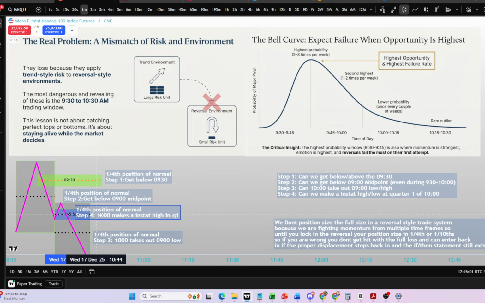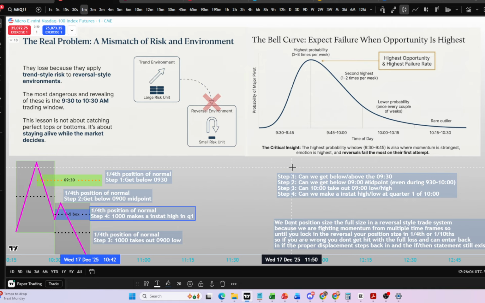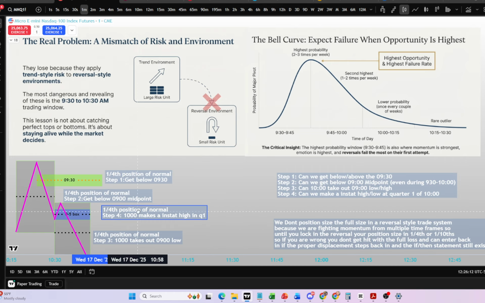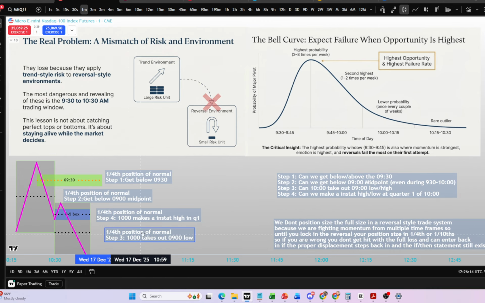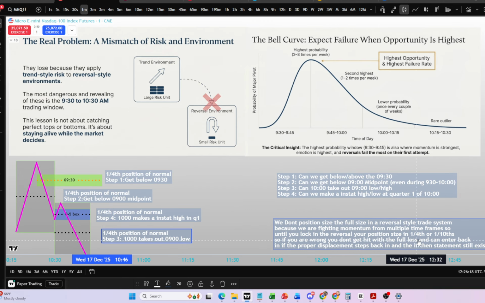Step 3. Oh, that's another thing. These 4 steps can be done in any order, and you'll see that they get done in multiple different sequences. So don't think step 1 through 4 has to be done in order. Step 4, you can add another fourth and then another fourth of the 10 o'clock taking out the 9 o'clock's low, right? And the reason we do these 4 steps is because that statistically has locked in this as the major pivot and possibly the high of the day.